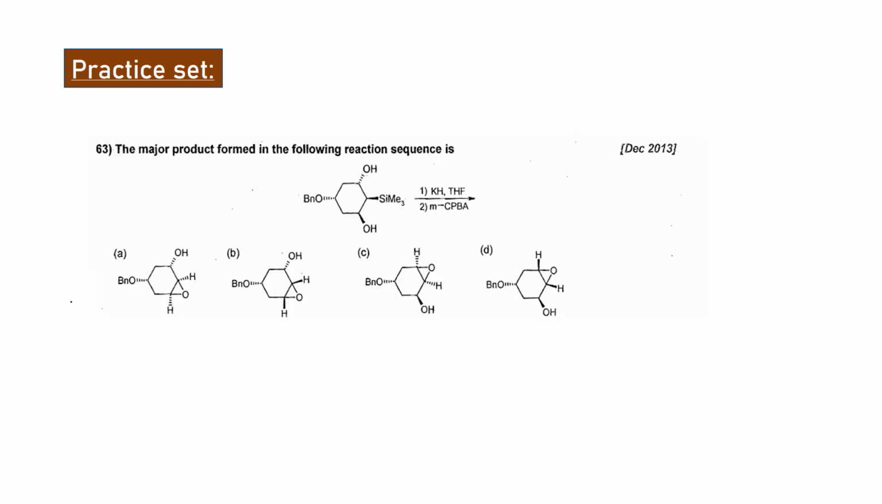The major product formed in the following reaction sequence. The reagent contains a silicon and we are adding base. So this is a Peterson olefination. Now which type of Peterson olefination? This is a base catalyzed Peterson olefination. So there will be a syn elimination.